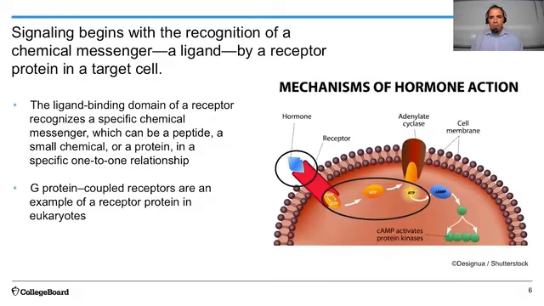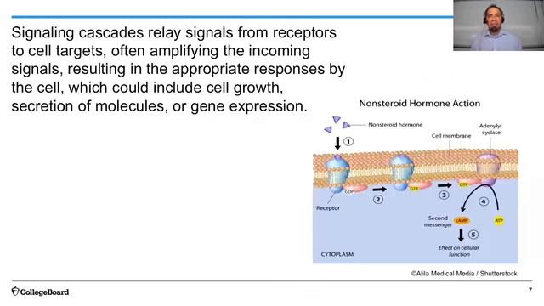And so, as we move on again to the signaling cascades, these cascades relay signals from receptors to target cells, often amplifying the incoming signal, so amplifying or increasing it. This can result in the appropriate response by the cell, which can include cell growth, secretion of molecules, or gene expression. Just depends on what the cell has to do.